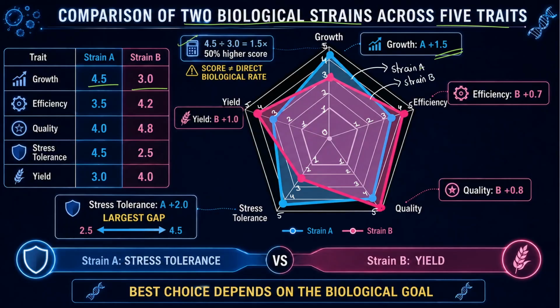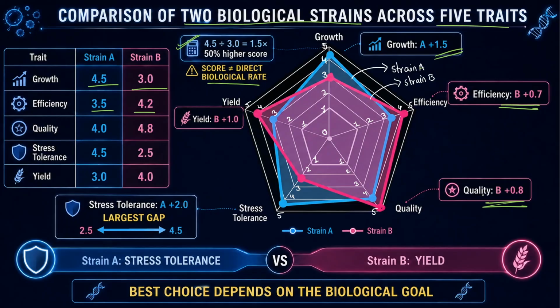However, this compares normalized scores only. It does not directly prove that the actual biological growth rate is 50% higher. For efficiency, A scores 3.5 and B scores 4.2. Therefore, B is higher by 0.7. For quality, A scores 4.0 and B scores 4.8, giving B an advantage of 0.8.